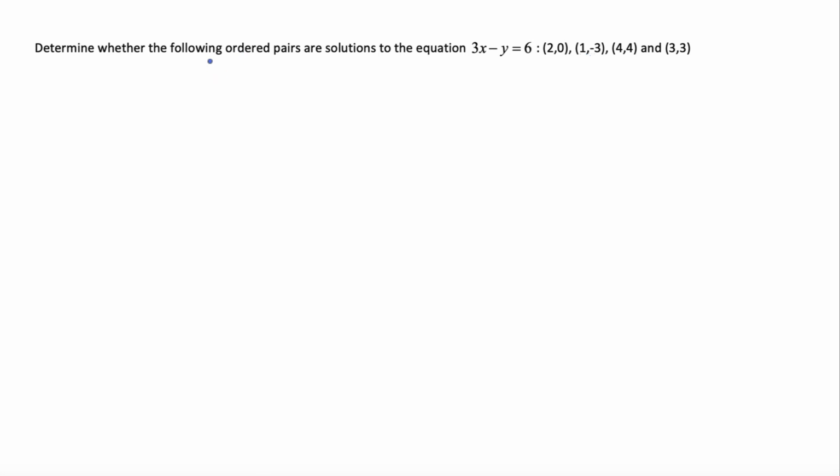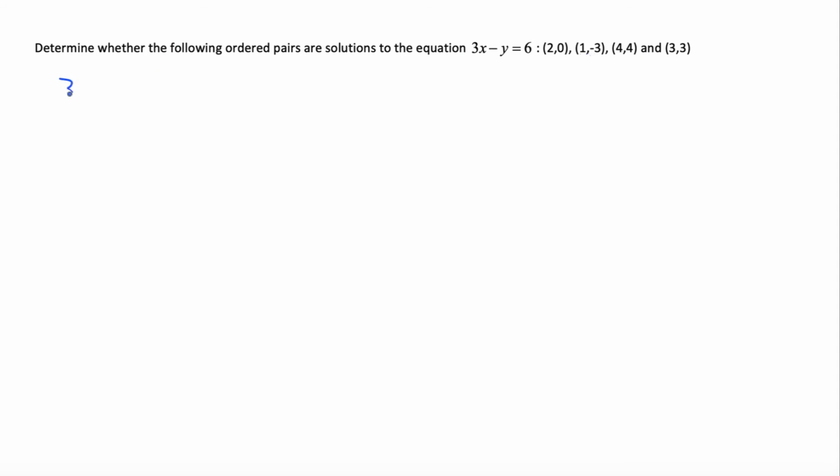Determine whether the following ordered pairs are solutions to the equation 3x minus y equals 6. All right, so that is the equation that we have, and then we have these four ordered pairs: (2, 0), (1, -3), (4, 4), and (3, 3).